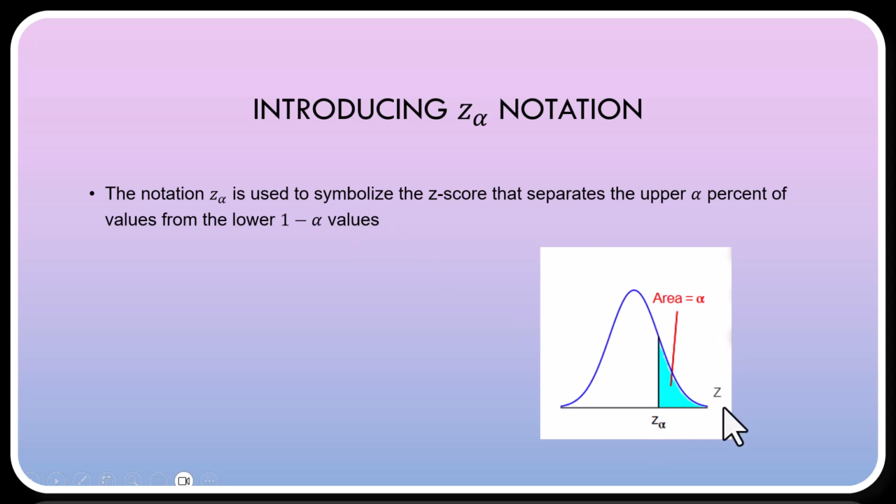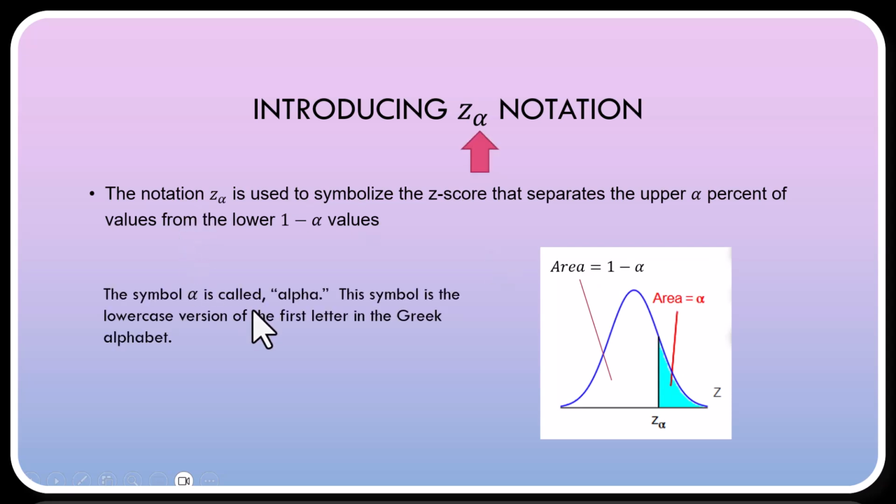And then, of course, since the area under the curve in total has to add up to 100%, this area, the unshaded region, would be 100% minus alpha percent, or 1 minus alpha. So again, as I've already implied, the symbol right here that kind of looks like an A is called alpha. The symbol is the lowercase version of the first letter in the Greek alphabet.